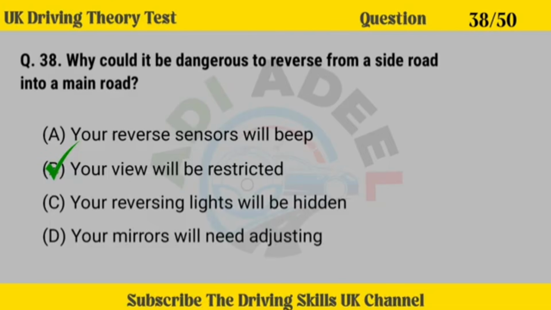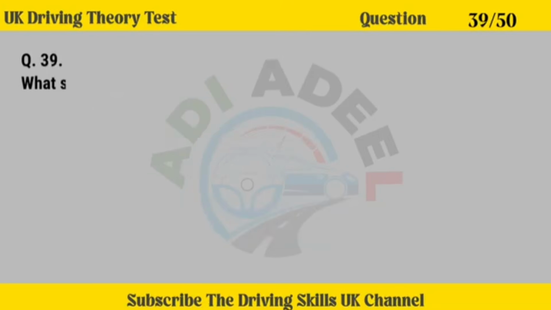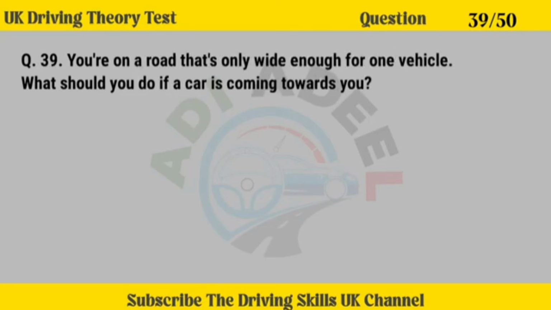The right answer is B. Your view will be restricted. Question 39. You're on a road that's only wide enough for one vehicle. What should you do if a car is coming towards you?